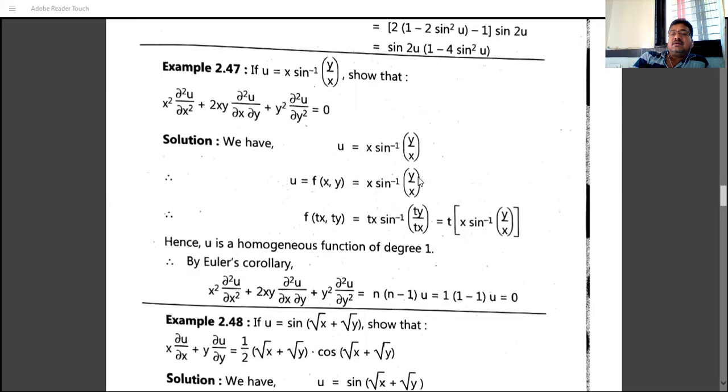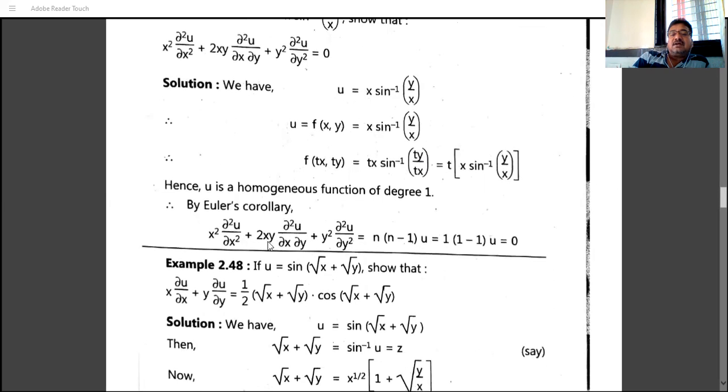So tx sin inverse ty by tx, and then t gets cancelled. So we have t times x sin inverse y by x, and x sin inverse y by x is f(x, y). So f(tx, ty) is t f(x, y), and so this u or f is a homogeneous function of degree 1, because t is raised to 1.